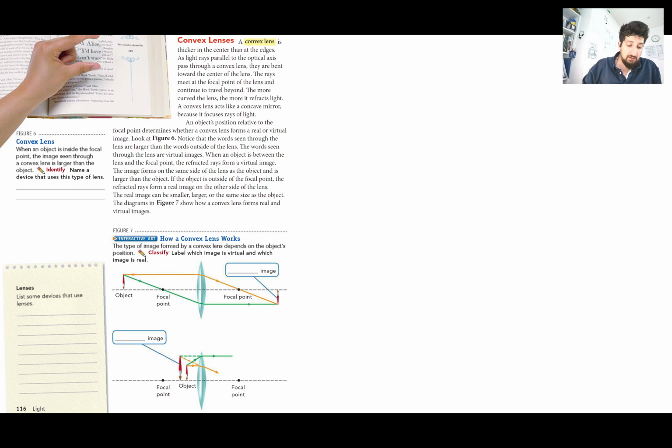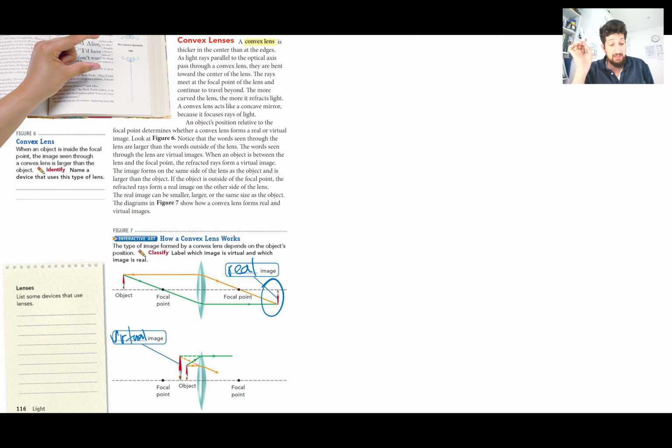Whereas over here, this is going to be a real image, because that is a real ray that's gone inside and formed that image. Whereas that is going to be a virtual image. I can tell you right now because those light rays, they don't exist. That doesn't exist. That's just your brain's prediction. That is virtual and that is real. Just off the get-go, let's go back to reading.